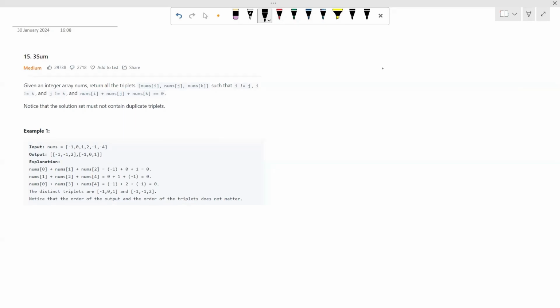Today we are going to solve the 13th question of our DSA sheet, and the question is 3Sum. Given an integer array nums, return all the triplets nums[i], nums[j], nums[k] such that i doesn't equal j, i doesn't equal k, and j doesn't equal k, and nums[i] plus nums[j] plus nums[k] equals 0. Notice that the solution set must not contain duplicate triplets, right?